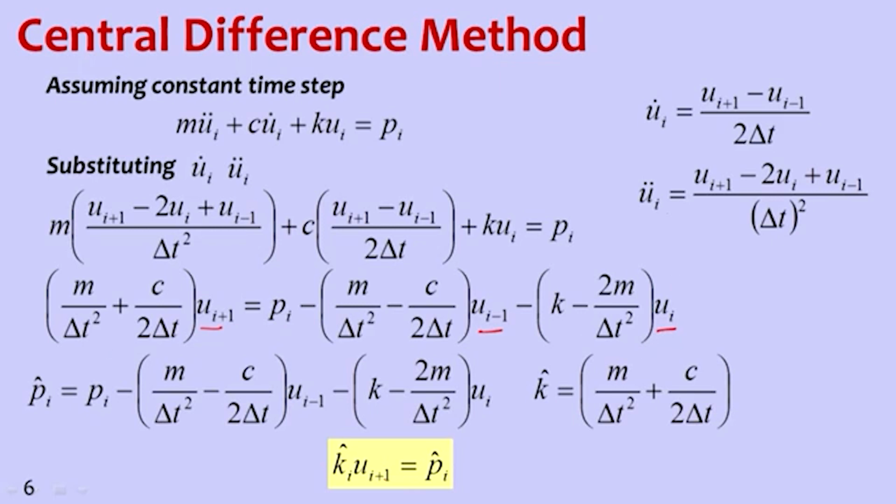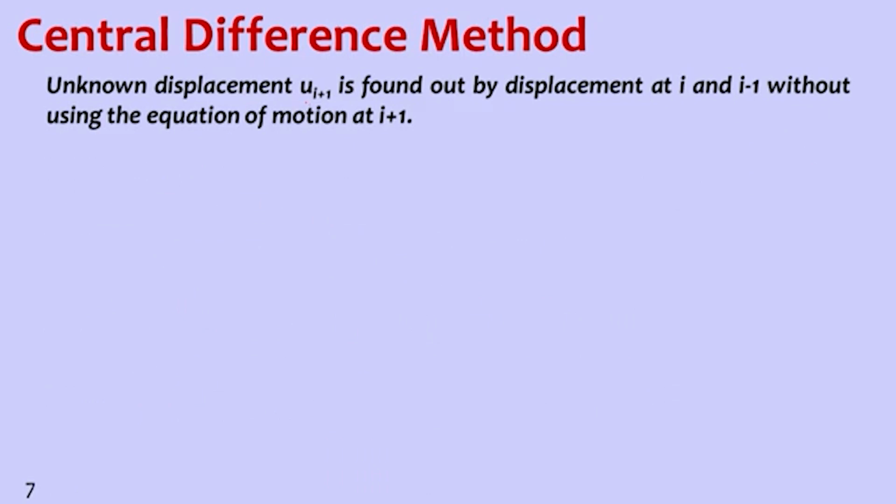In this one we can clearly observe that for getting displacement at the i plus 1th step, that is the forward step, next step, we need the pi cap term. Displacement is dependent on displacement of that term and the previous term. You can see this. So, unknown displacement ui plus 1 is found out by displacement at i and displacement at i minus 1 without using the equation of motion at the i plus 1th time step. So, that is the beauty of this central difference method. Without using the equilibrium equation for time instant i plus 1, we are getting this.